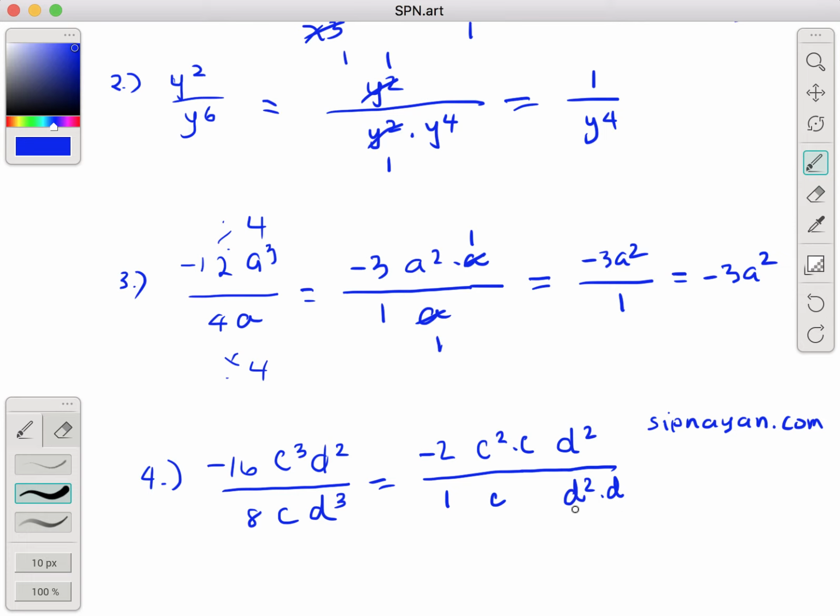This is d cubed, this is c cubed, di ba? So we can cancel out. D squared divided by d squared is 1. So this is equal to negative 2 times c squared times 1 times 1. This is negative 2c squared divided by 1 times 1 times 1 times d. This is equal to d.